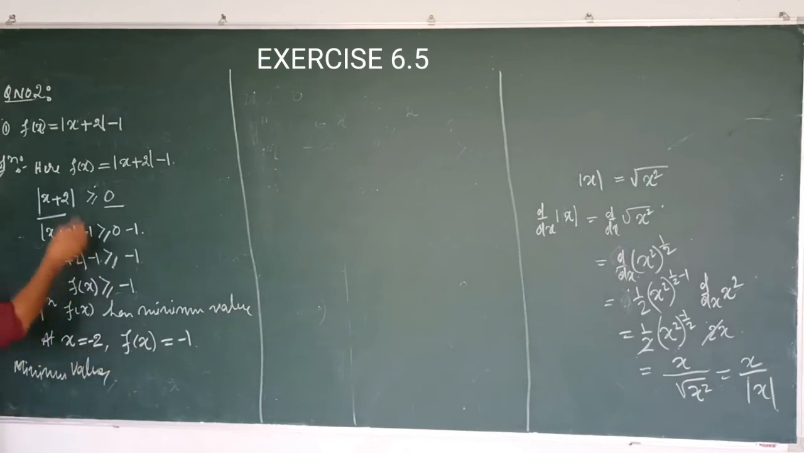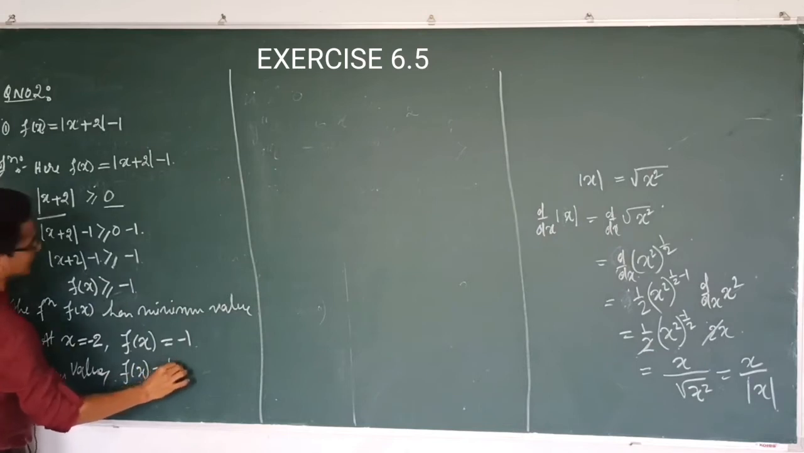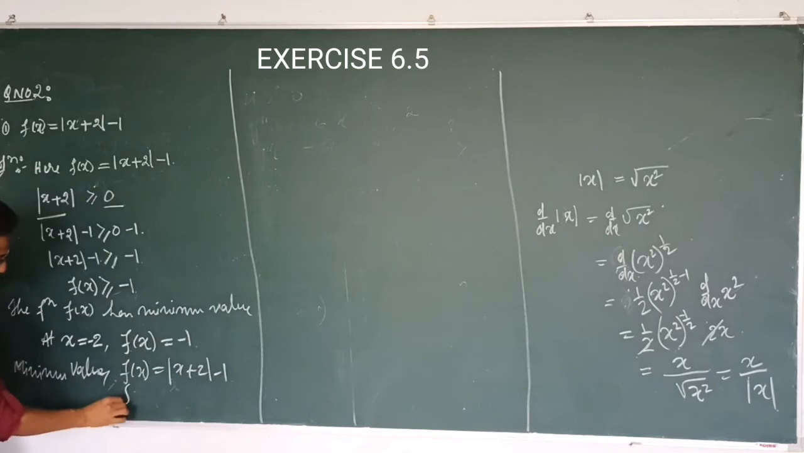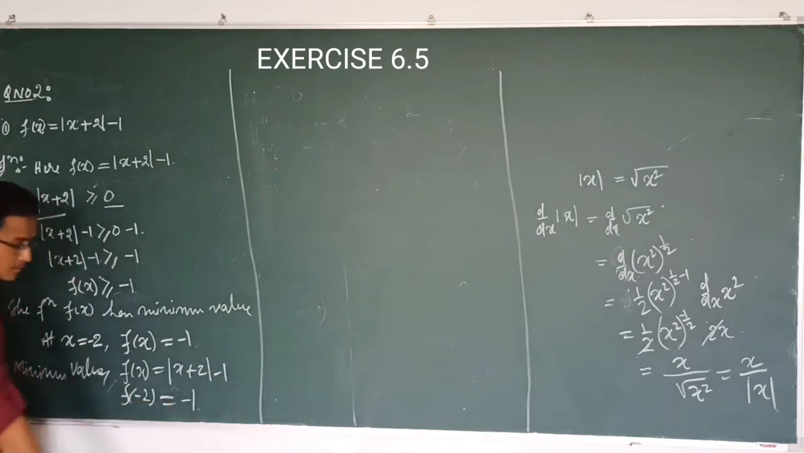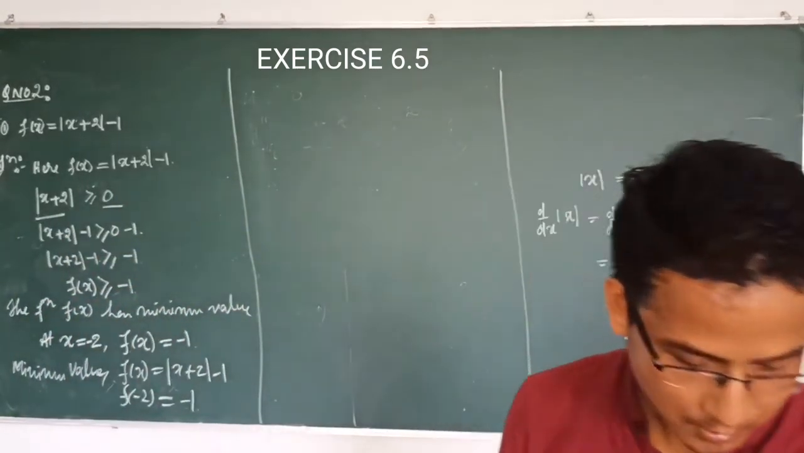Where do we put it? We put it here, f of x. Okay, this is x plus 2 minus 1, f of -2, which is equal to -1. This is our minimum value. Clear?